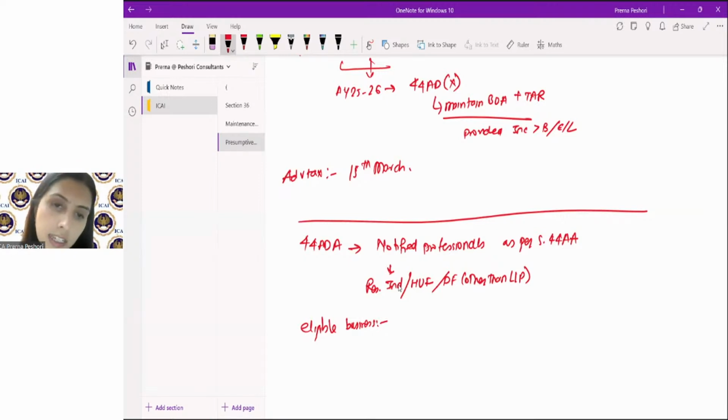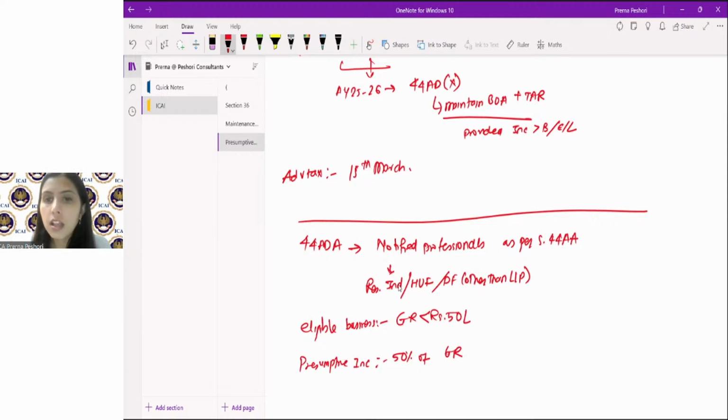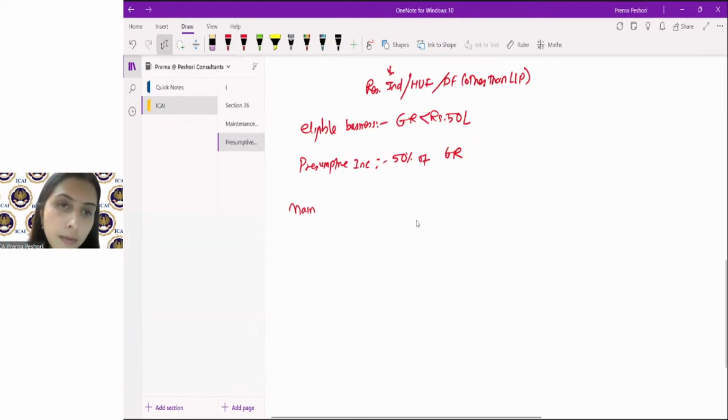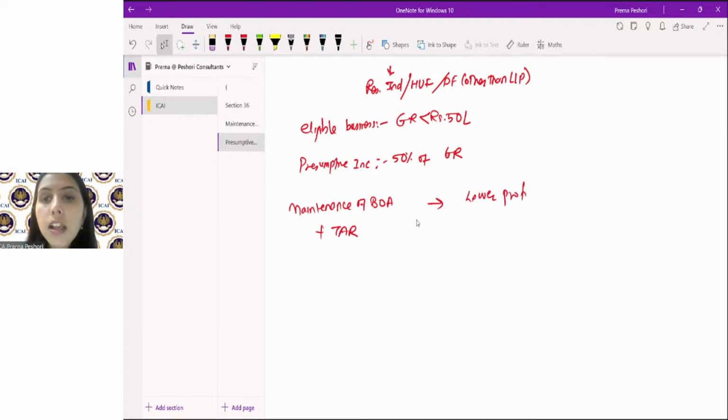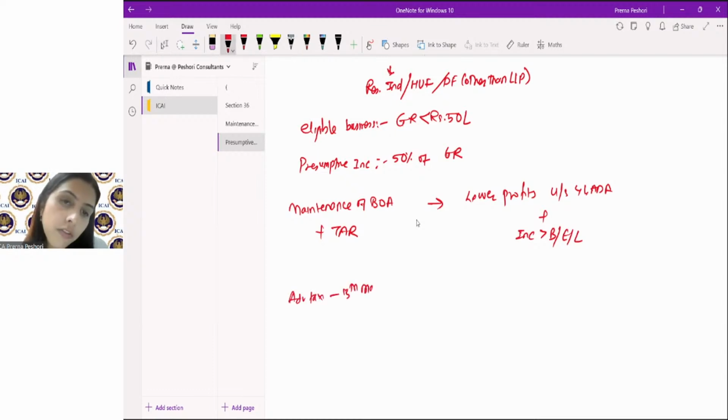Eligible businesses: gross receipts less than rupees 50 lakh. What will be your presumptive income? 50% of the gross receipts. Maintenance of books of account plus tax audit report if lower profits under section 44ADA plus income exceeds basic exemption limit. Again, advance tax by 15th of March. I'm not investing much time over here because these are small provisions and you have already done that as well, right?